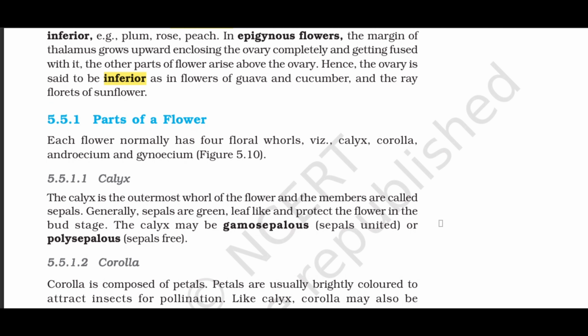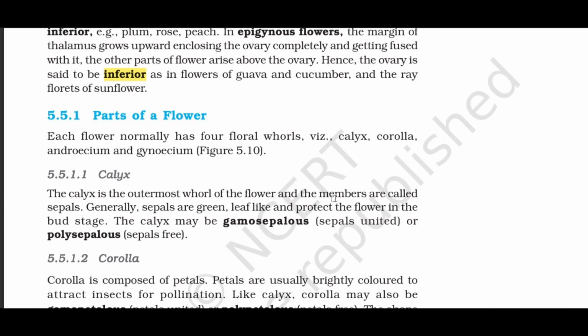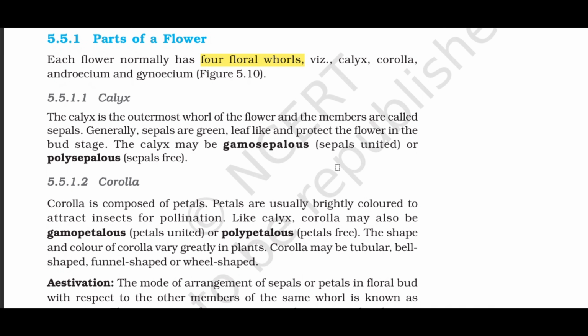5.5.1 Parts of a flower. Each flower normally has 4 floral whorls, viz., calyx, corolla, androecium and gynoecium, figure 5.10. 5.5.1.1 Calyx. The calyx is the outermost whorl of the flower and the members are called sepals. Generally, sepals are green, leaf-like and protect the flower in the bud stage. The calyx may be gamosepalous, sepals united, or polysepalous, sepals free.